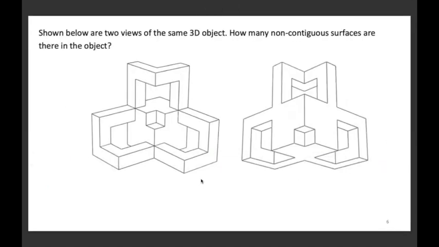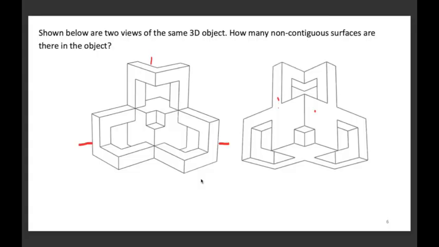Shown below are 2 views of the same 3D object. How many non-contiguous surfaces are there in the object? Okay. Basically, how many surfaces? We have to count the total number of surfaces here. So in this case, if I study the object carefully, I will observe that this part and this part are identical. It's the same, but it gets repeated 3 times. So how many surfaces are there in these parts which are not shared? When I see the back side of it, this is a shared surface between 2 parts. So I won't count the shared surfaces. I will count the surfaces that are not shared.